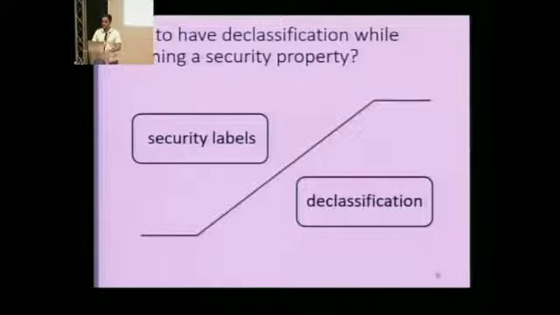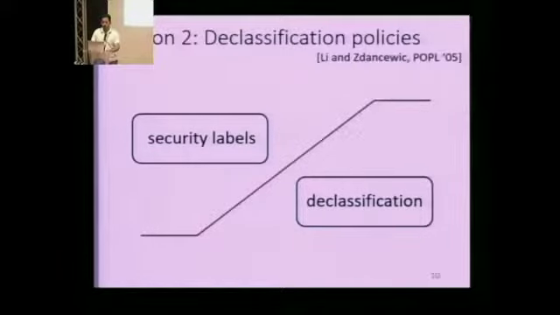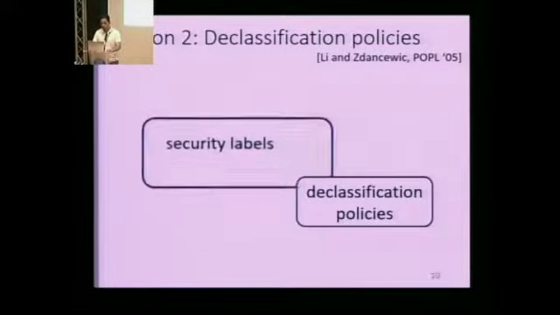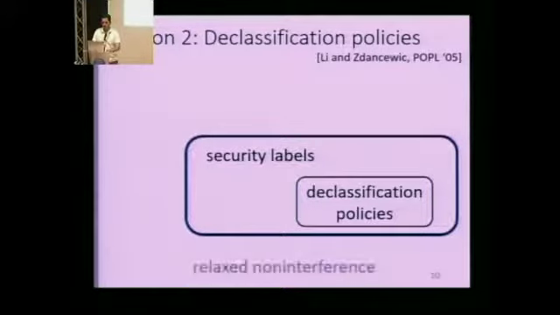One of the problems with arbitrary declassification is that declassification is not part of the security specification. And in that sense, Li and Zdancewic proposed a nice approach to include declassification in the security specification. Specifically, they use declassification policies, and those policies are part of the security labels. With that, the type system can track them and enforce them. And also, the type system can enforce a relaxed version of non-interference.